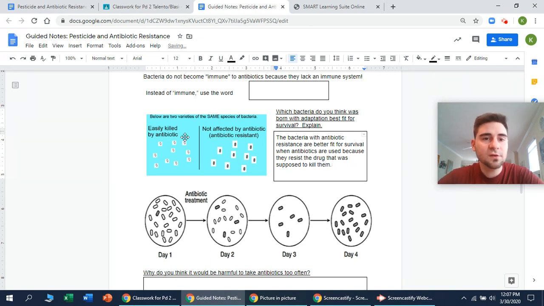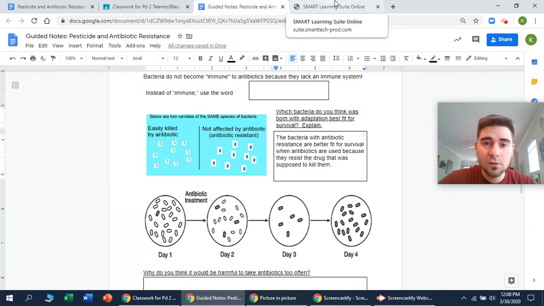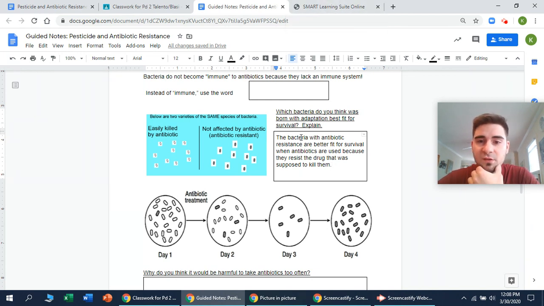Right? So the ones that are easily killed by antibiotic, of course, die off. The bacteria with antibiotic resistance are resisting. Well, they're not being killed by it, right? So there's more of them over time. Okay, so the bacteria with antibiotic resistance are better fit for survival when antibiotics are used because they resist the drug that was supposed to kill them.